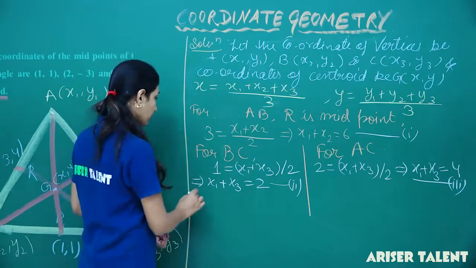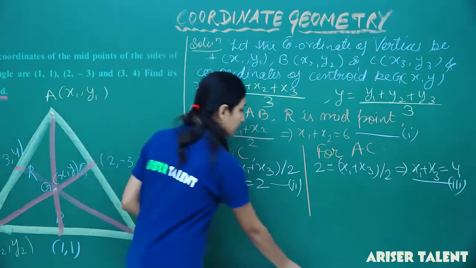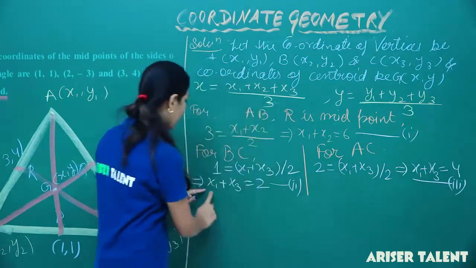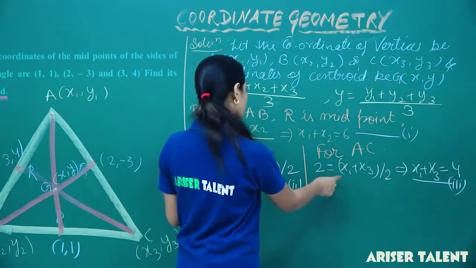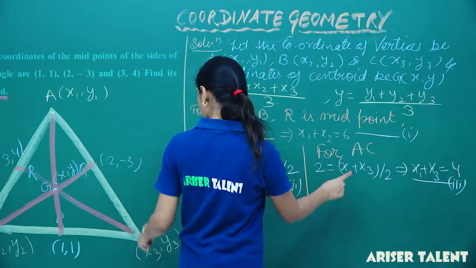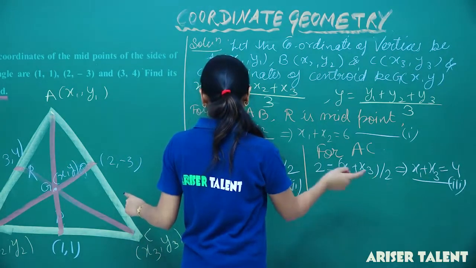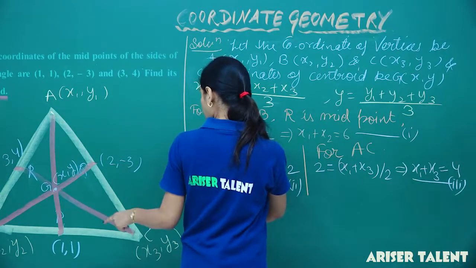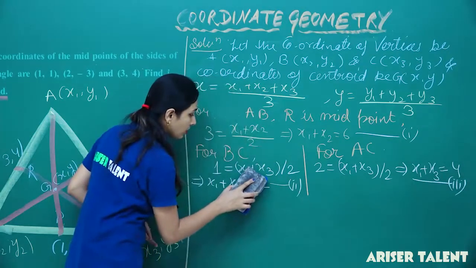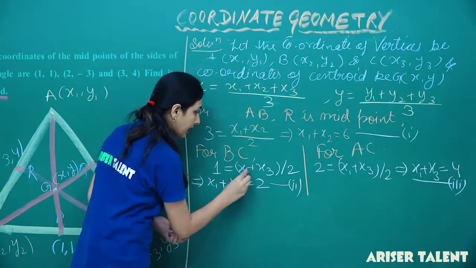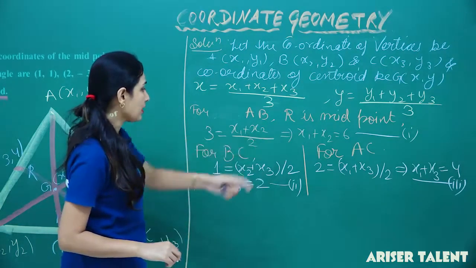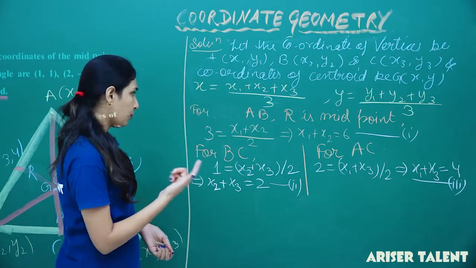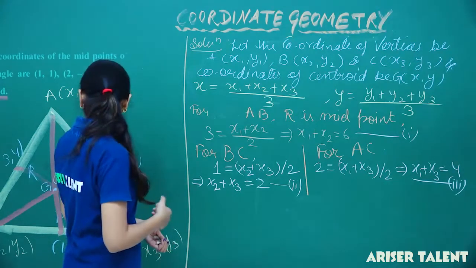Now what will I do? I am having x1, x3 here, and that is for AC. For AC that is x1 plus x3, and for BC it's x2 plus x3. So it is x2 here, guys. Correct it. You can see also in the figure. And for this, that is x1 plus x2. So, okay, 4 and 2.